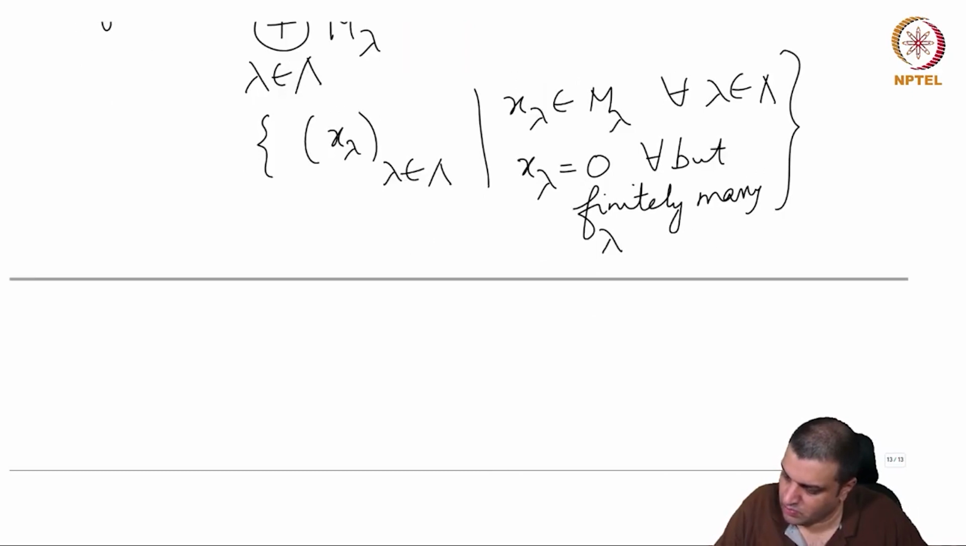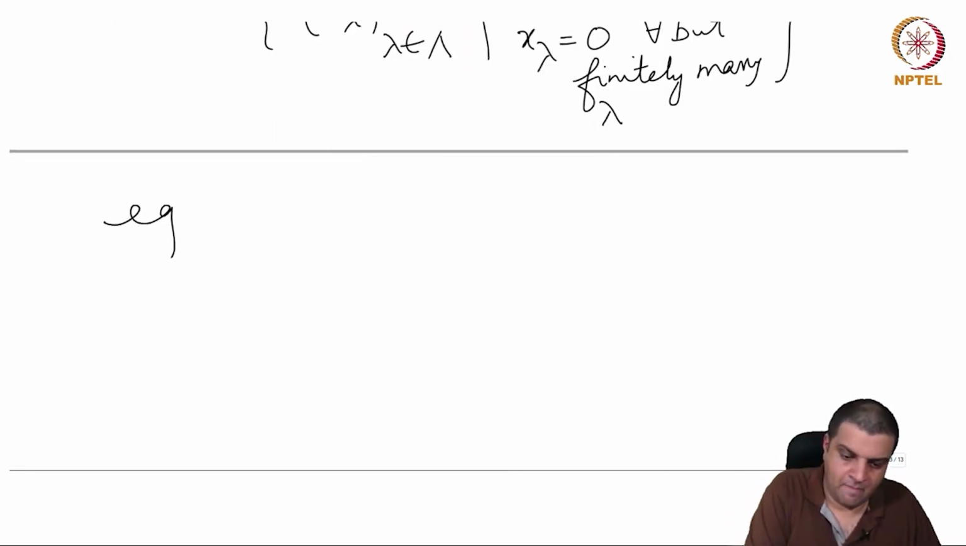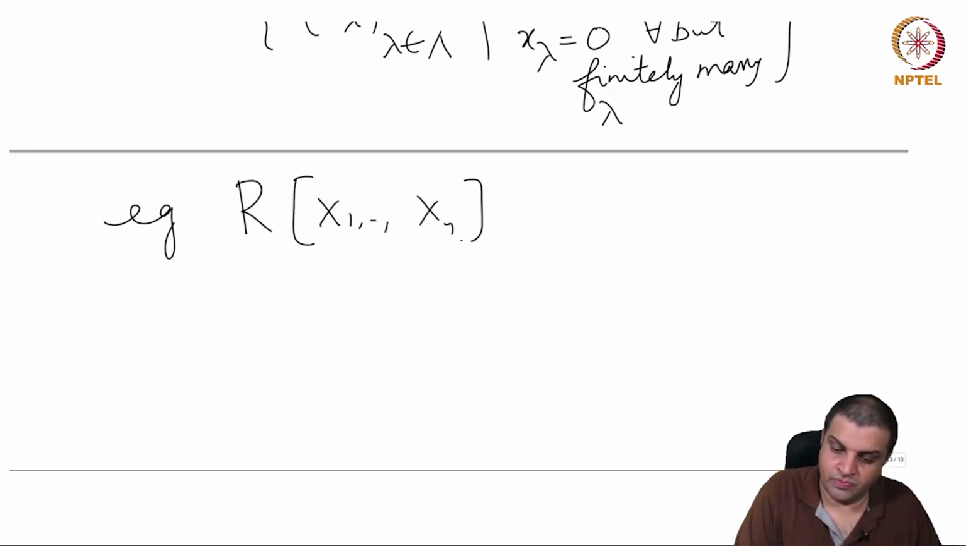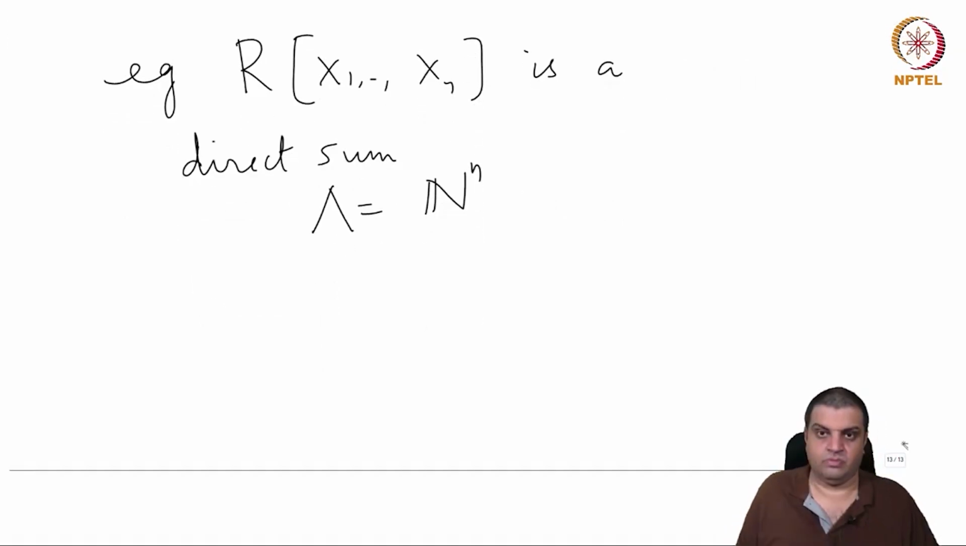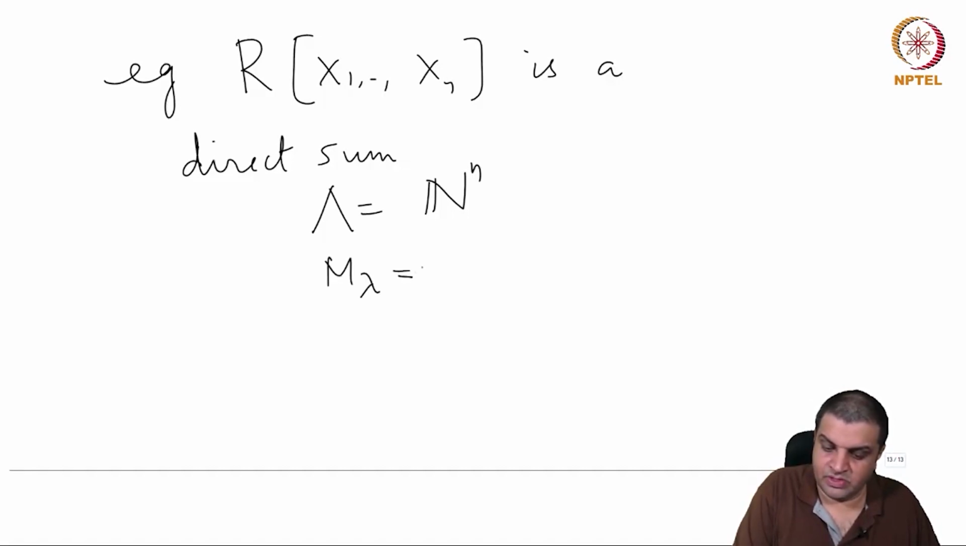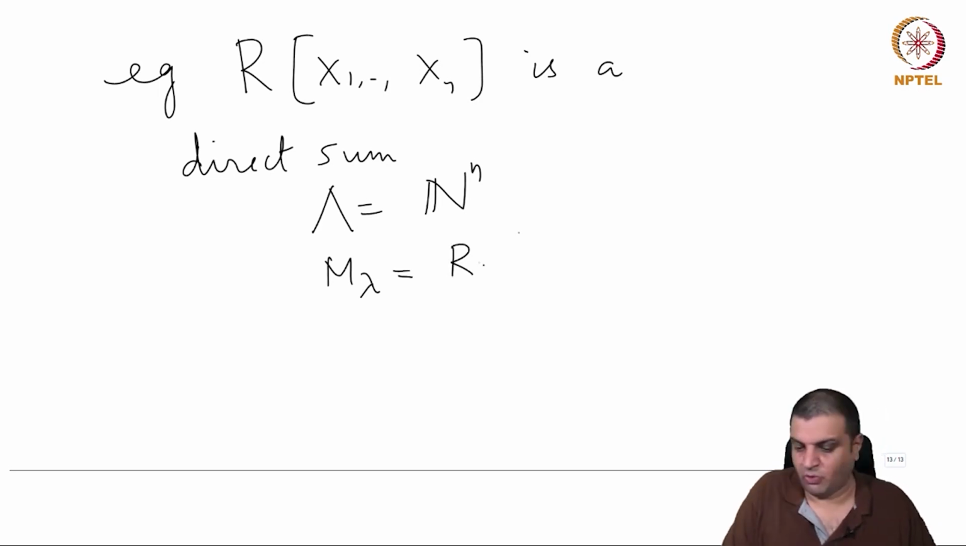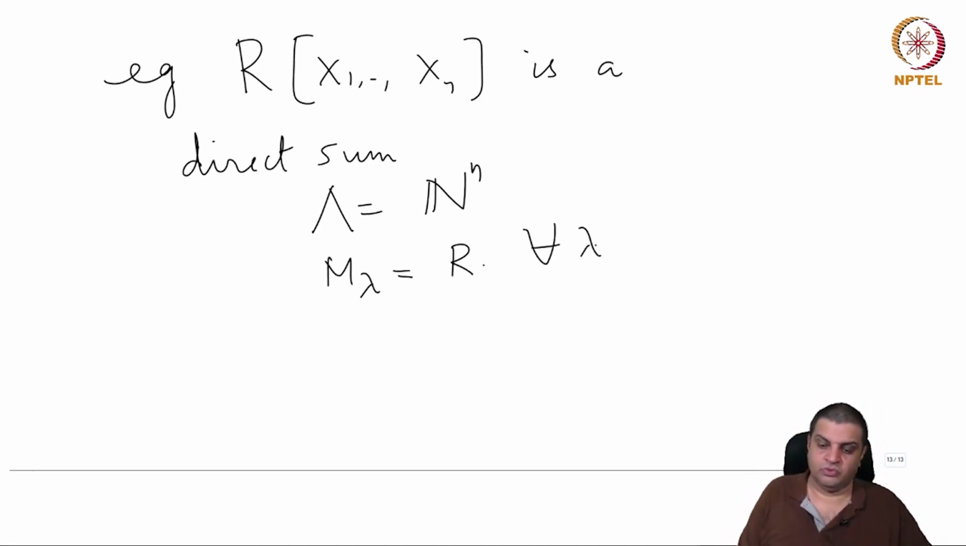So, for example, if you take a polynomial ring in some finitely many variables, it is a direct sum of M lambda, where the indexing set lambda is N^n, and M lambda is just R itself for all lambda. So this is one example.